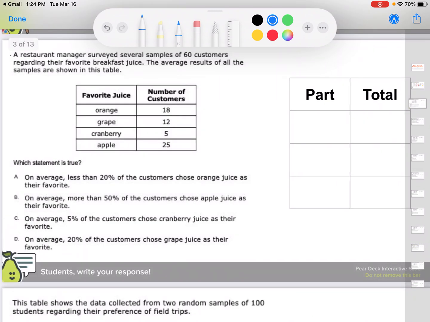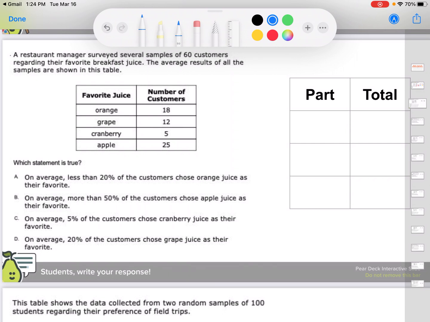So it says a restaurant manager surveyed several samples of 60 customers regarding their favorite breakfast juice. The average results of all the samples are shown below. So they did these samples, they averaged 60 customers. So that's what the number of customers is. They want to know which statement is true.